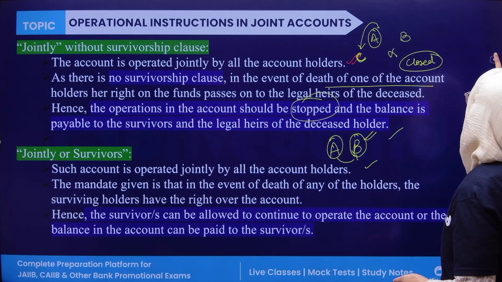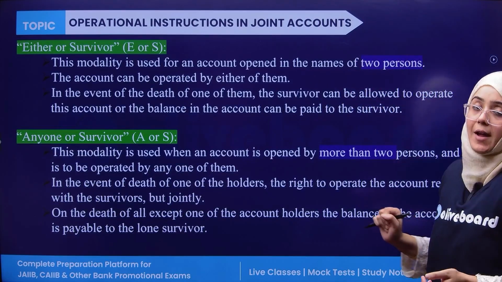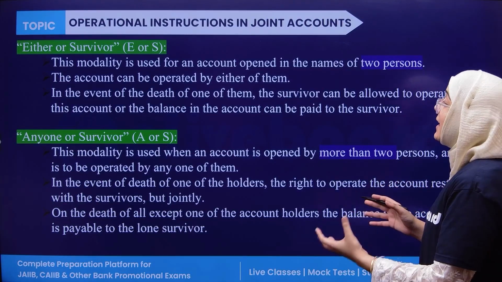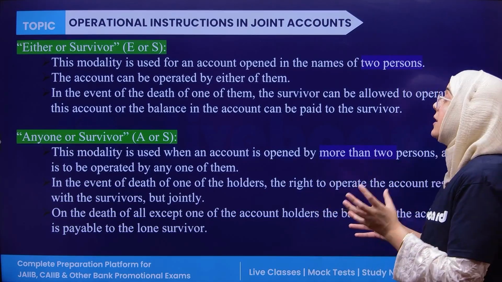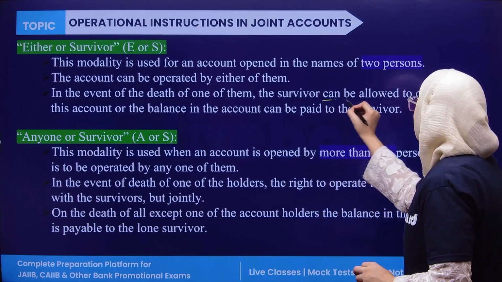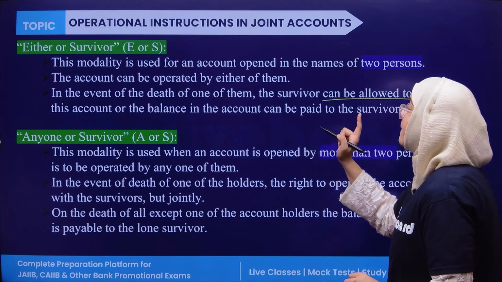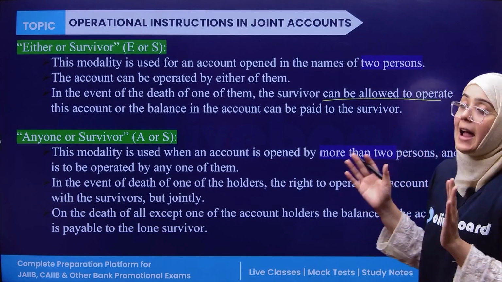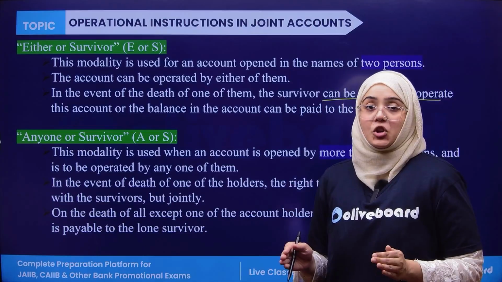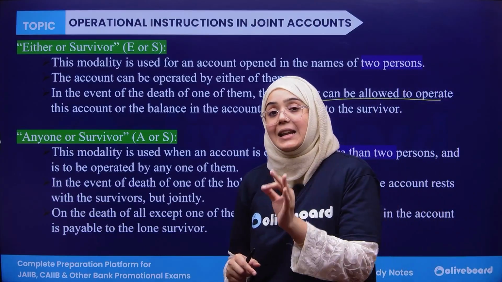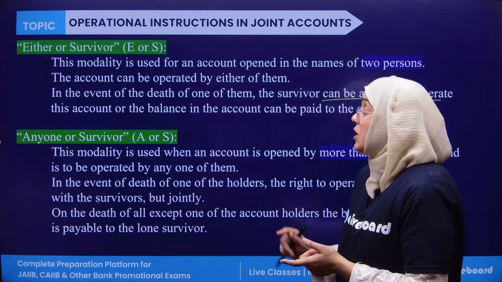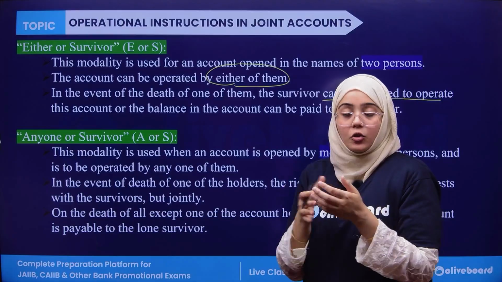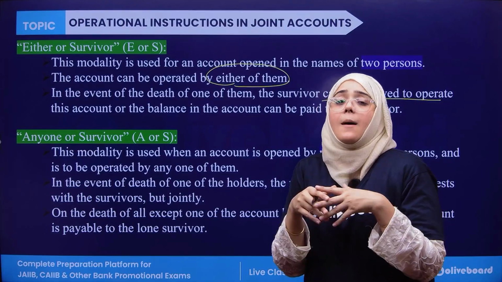Okay, next is either or survivor. Now, what is either or survivor? In the event of death of any one of them, the survivor can be allowed to operate the account or the balance in the account can be paid to the survivor. The account can be operated by either of them. First of all, there is no compulsion that the account should be jointly operated by both of them. The account can be operated by either of them. It is either or survivor.